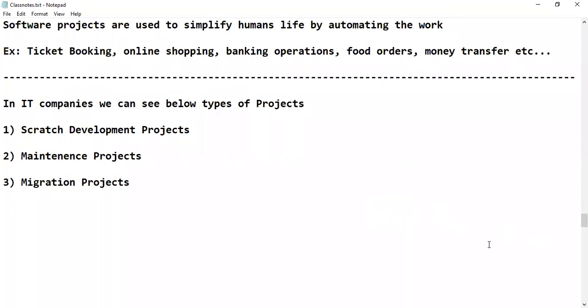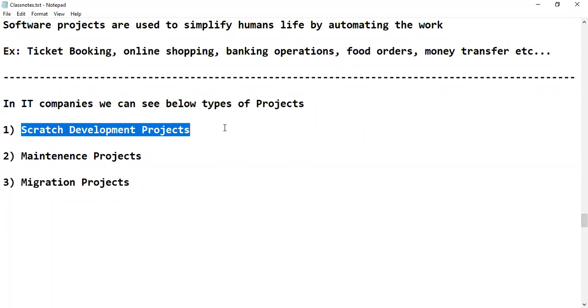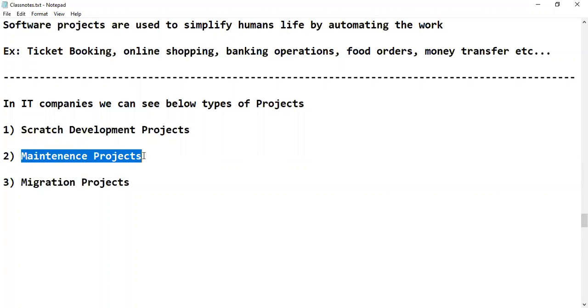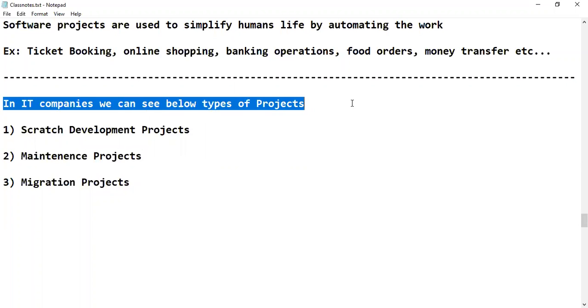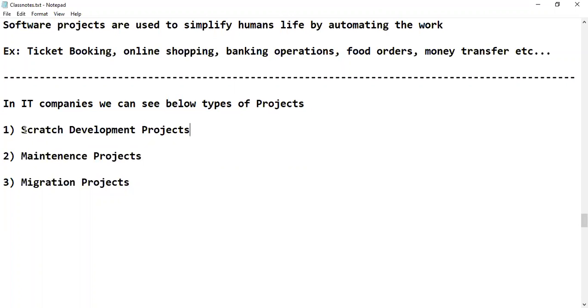Sir, tomorrow when we get selected in the company, what type of project are we going to work on? That depends upon the company. You don't have an option to choose. Once you get selected, they may keep you in the scratch development project, the maintenance project, or the migration project. You understand my point? In IT companies, we can see these types of projects. First one is scratch development, second is maintenance project, and third is migration project.